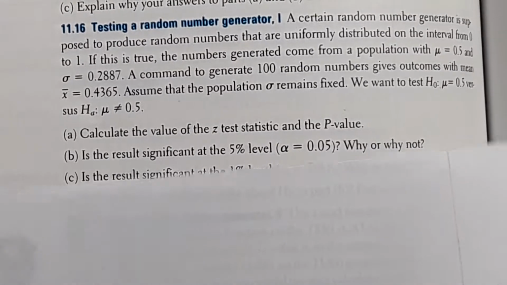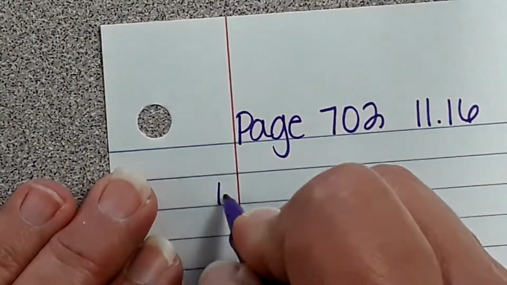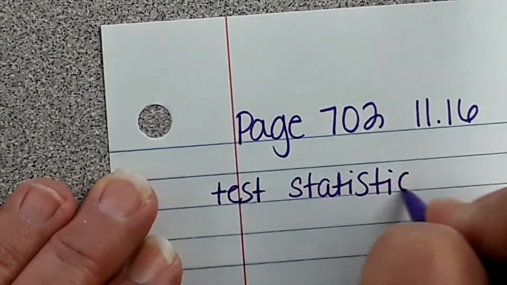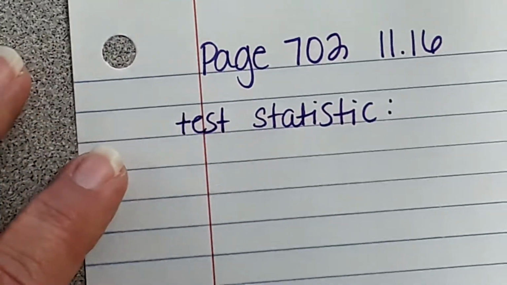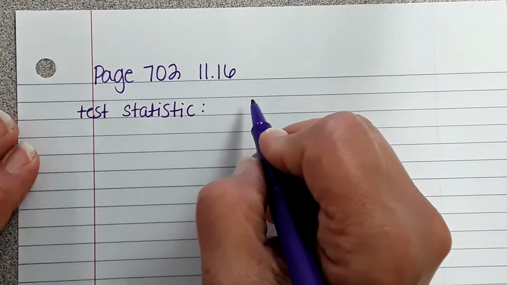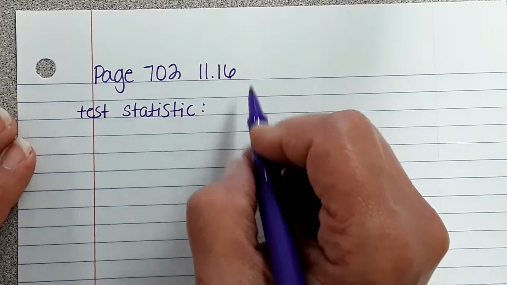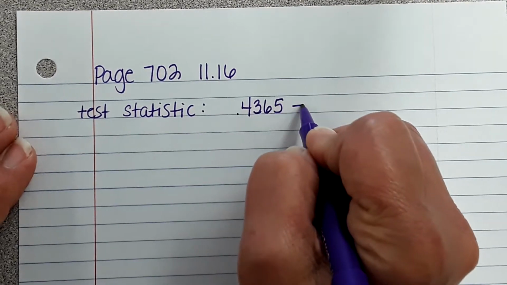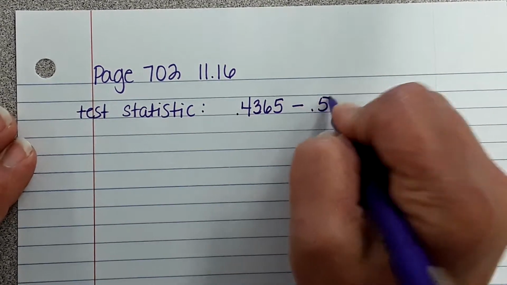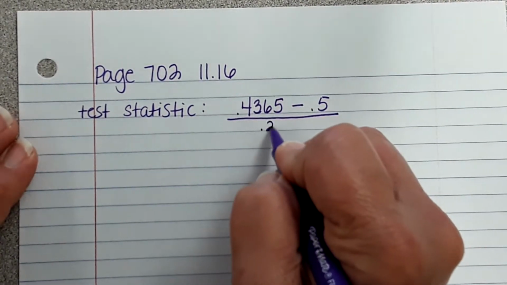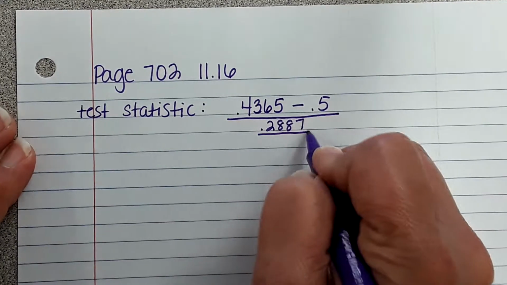Okay, so first of all, test statistic. What test did we use? Z or T? Oh, okay, let's Z. So we're going to put test statistics. So we're going to put the X bar. And what was the X bar? 0.4365. And what is the mu? Okay. What is the sigma? 0.2887. Yes. And what was my sample size?